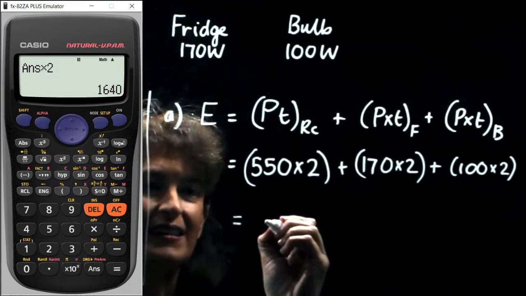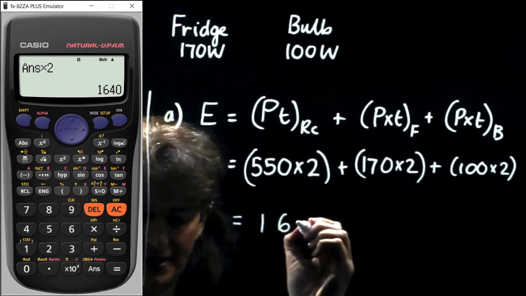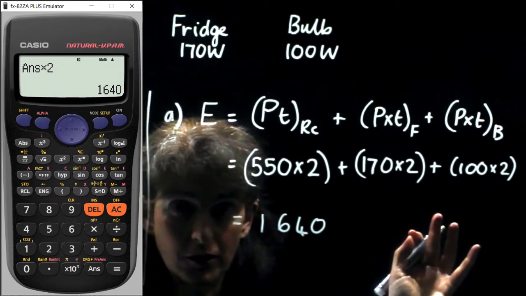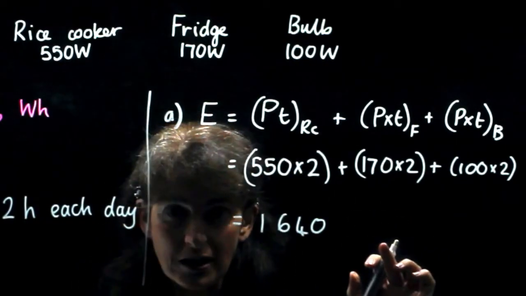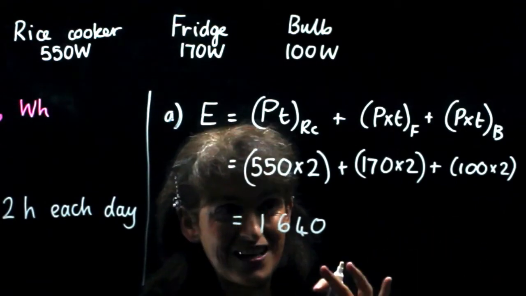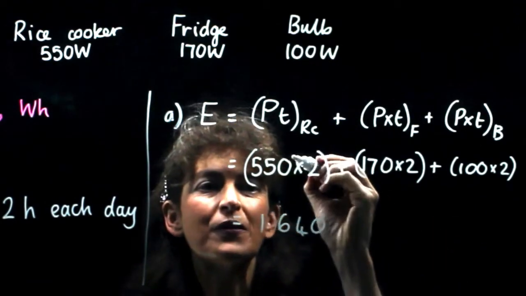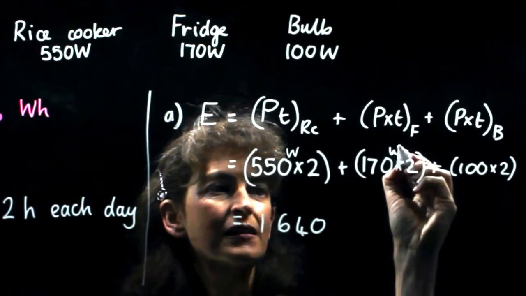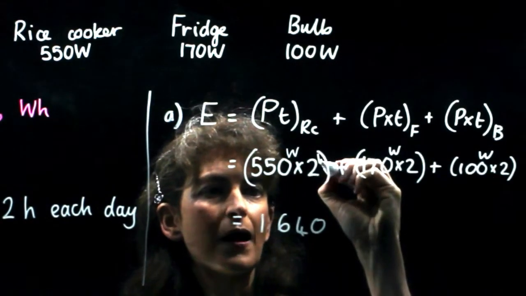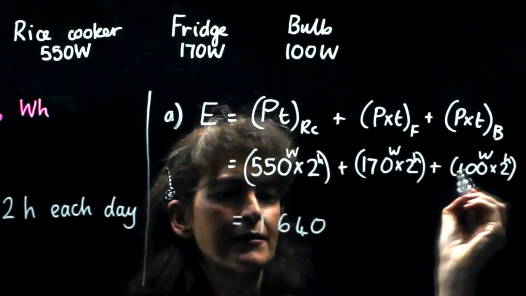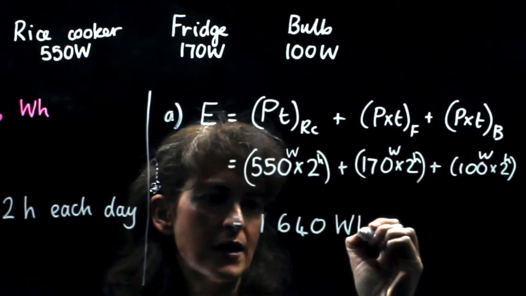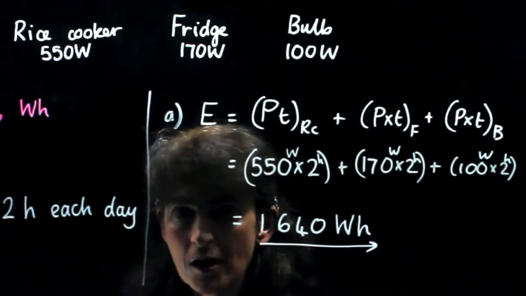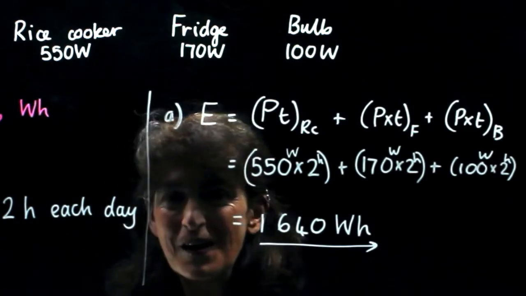So that is equal to 1,640, but don't forget to give the unit. What is the unit? It's energy. Energy can be measured in quite a number of things, but remember these were all watts, and we multiplied them by hours, and so our unit is watt hours. That is also what we were asked to find out. Let's go on with the question.